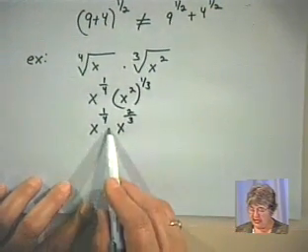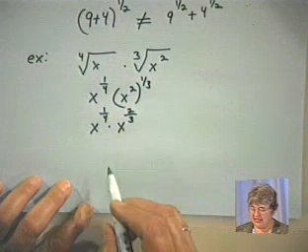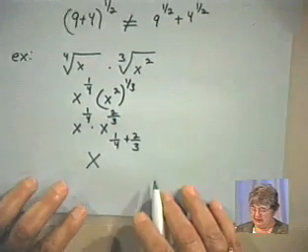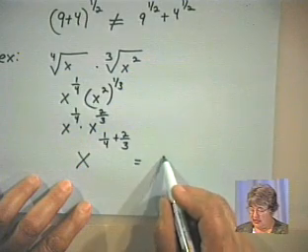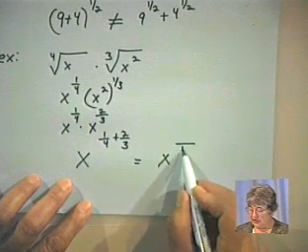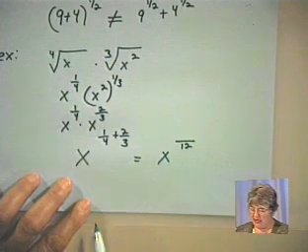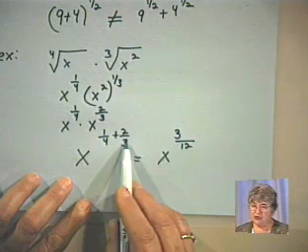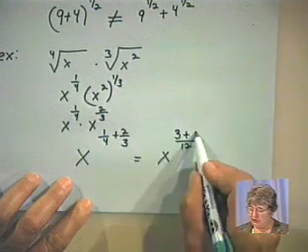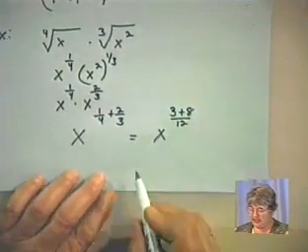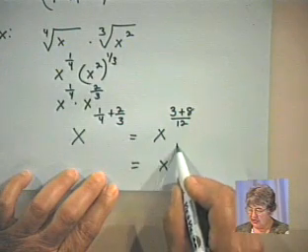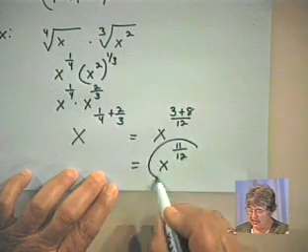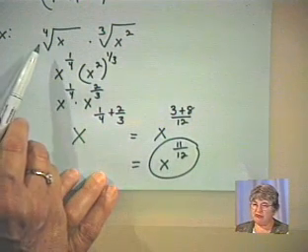But now we're multiplying numbers with the same base. And we can go ahead and write this as a common denominator in the power, common denominator of 12. If I multiply 1/4 by 3 over 3, I will have 3/12. And if I multiply 2/3 by 4 over 4, I'm going to have 8/12. And so that's the same thing as x to the 11/12. So here we have a nice compact answer for this problem with radicals.